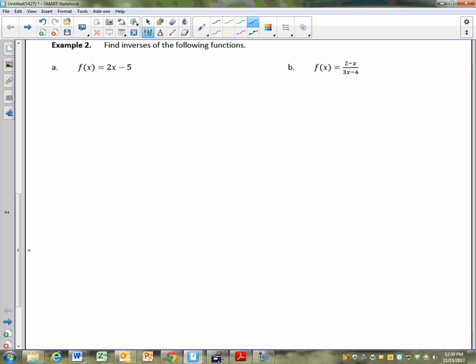It says find inverses of the following functions. I have f of x equals 2x minus 5, or y equals 2x minus 5. If you want to find the inverse of that, what do you do? Switch the x and the y. x equals 2y minus 5. Solve for y. How do I solve for y?